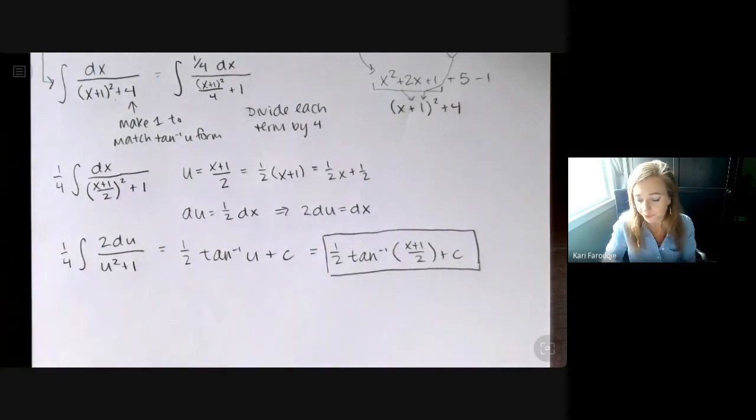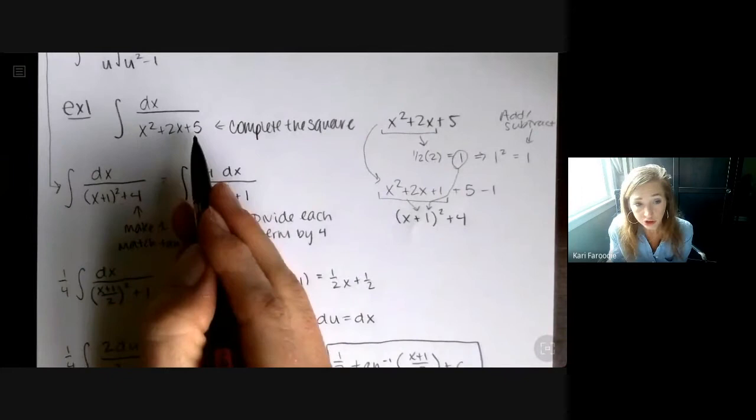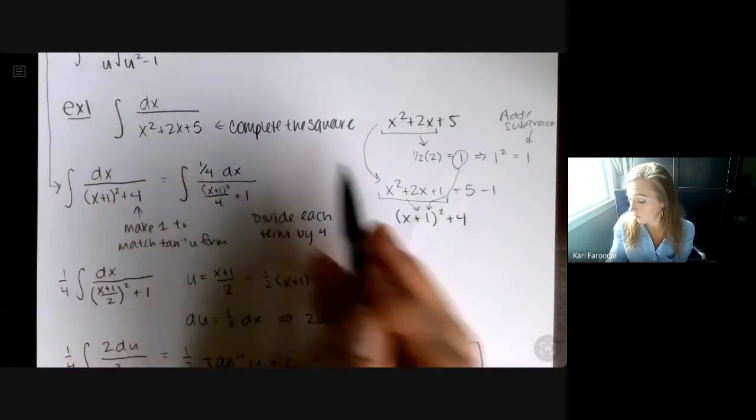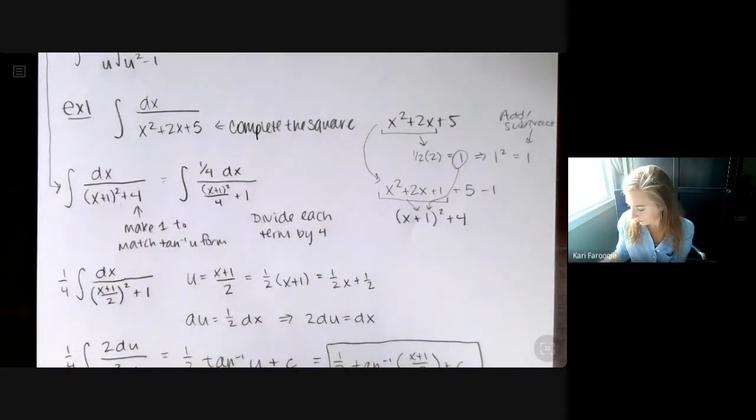Okay, so the big takeaway here is you're not thinking trig substitution because there's no radical. And then when you go ahead and complete the square and work it out that way, you can just use your inverse trig formula.